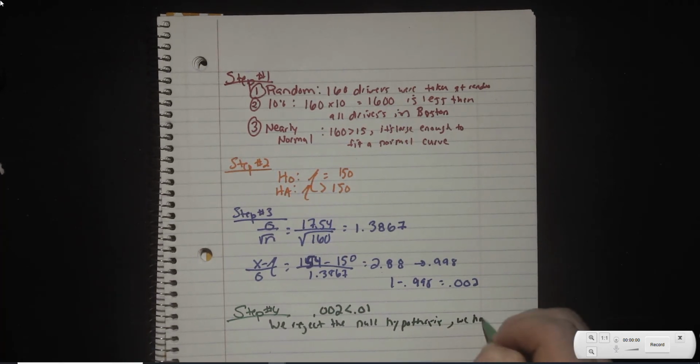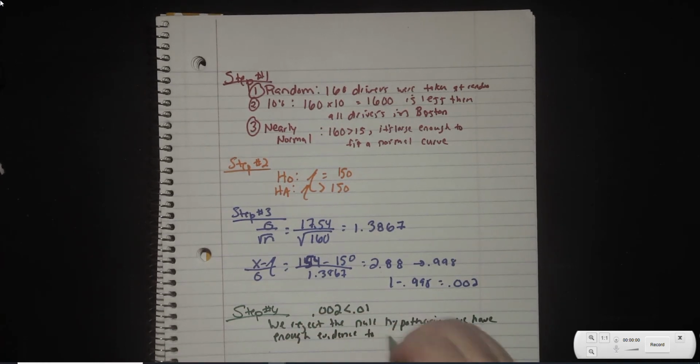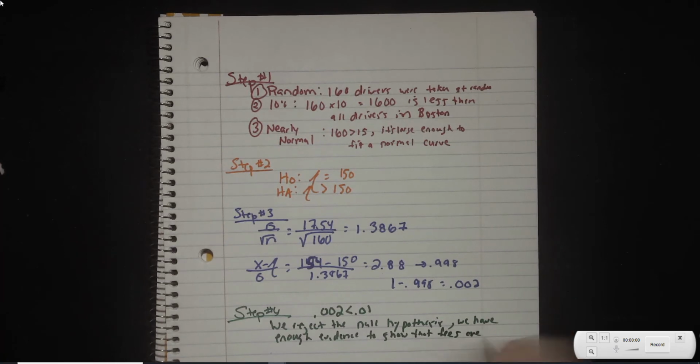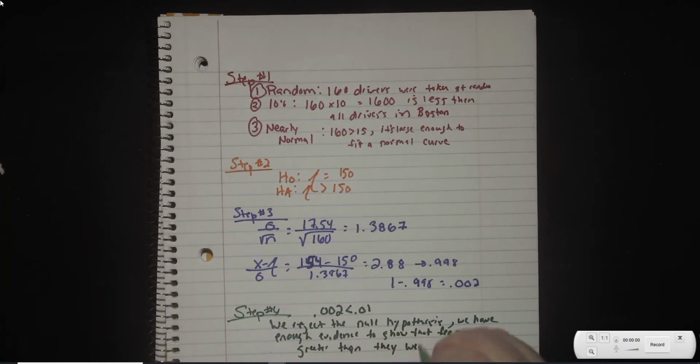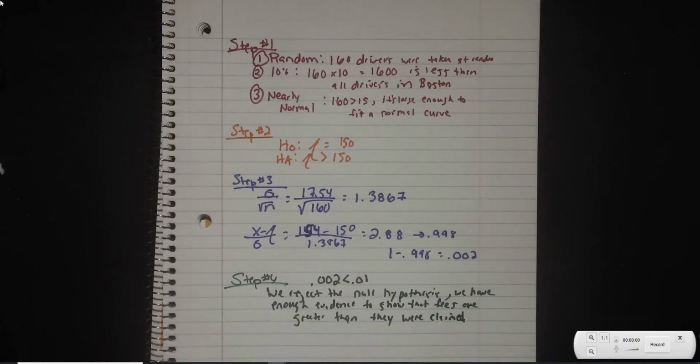We have enough evidence to show that fees are greater than they were claimed. So fees were greater than they were claimed. That doesn't surprise me whatsoever. Okay. So we got 2 more examples.